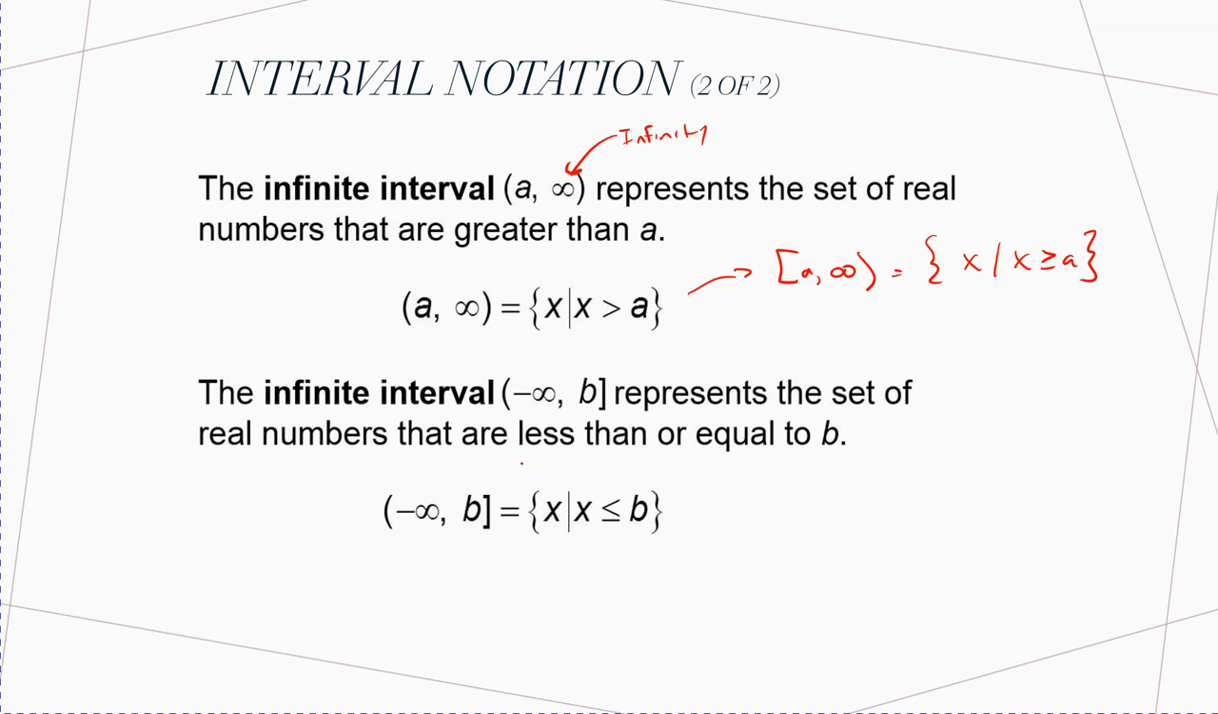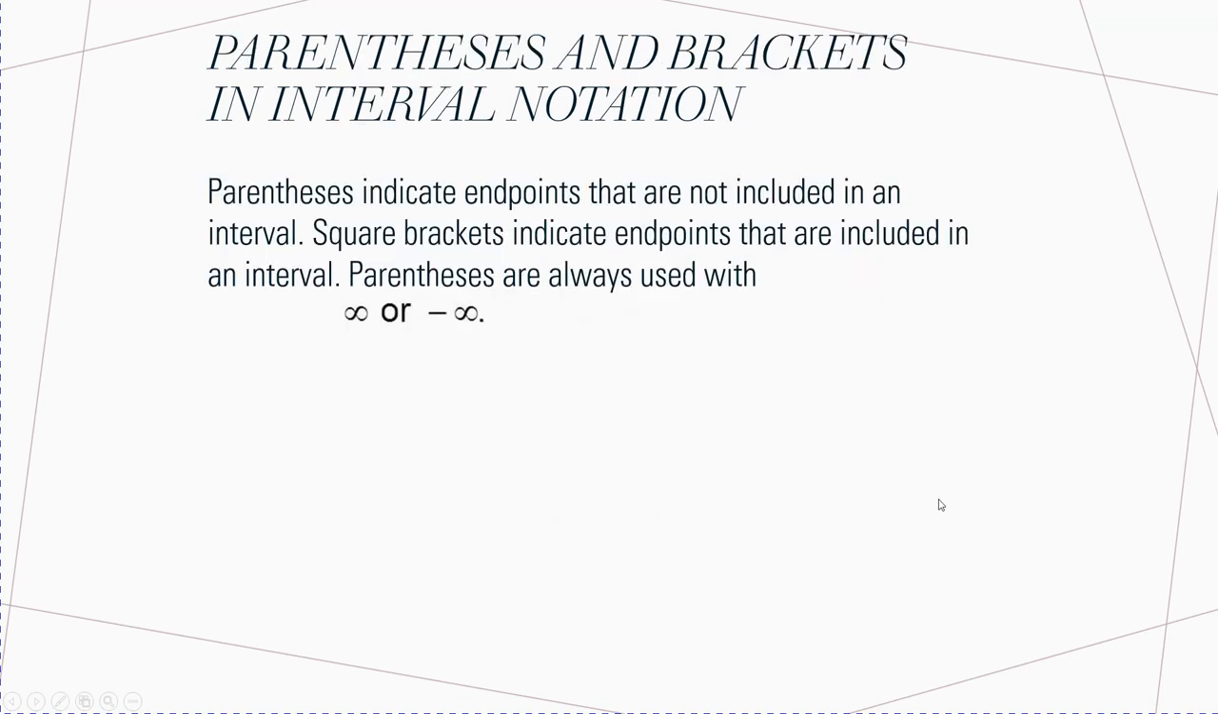Notice that whenever you see an infinity sign or a negative infinity sign, it's always the open parenthesis, never the closed bracket. That's because parentheses indicate endpoints that are not included in an interval, and square brackets indicate endpoints that are included in an interval. Parentheses are always used with infinity or negative infinity. The reason is that infinity is not really a number. It's just a concept. It means increasing without bound. It goes on forever, and it goes down to negative numbers forever.